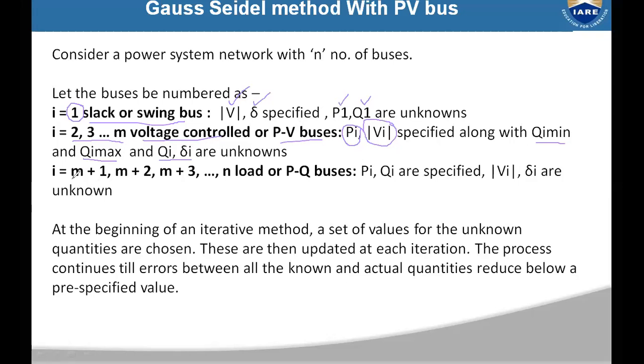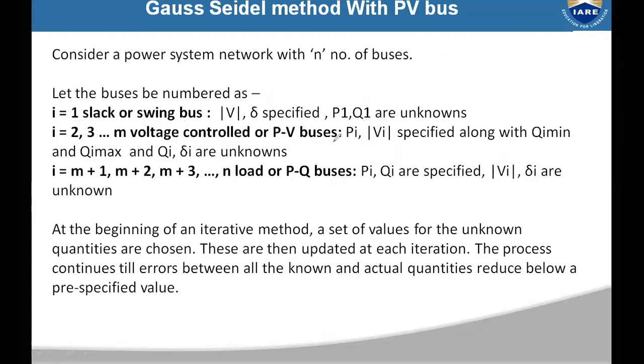Now from m plus 1 to n buses, let us assume these buses as PQ buses. So at a PQ bus, you will be specified PI and QI. These two are known variables, and you have to determine the magnitude of VI and delta I. So these two are unknown variables.